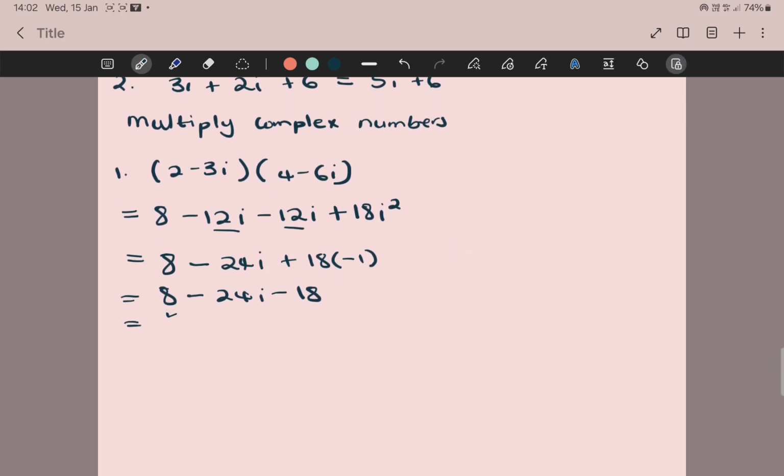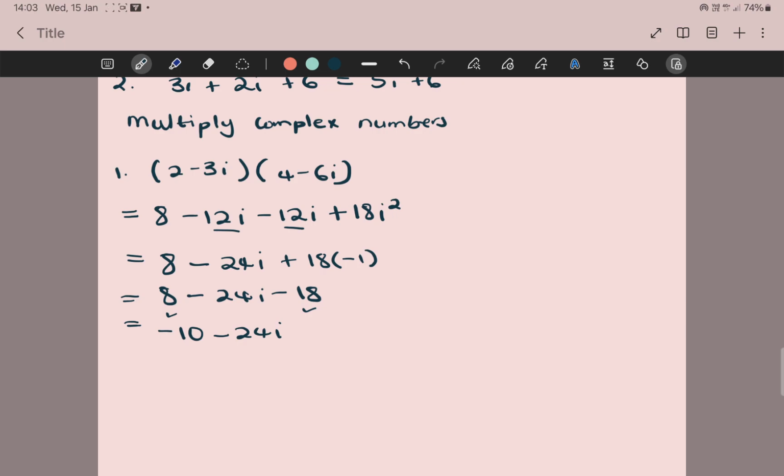Again, add like terms. 8 and negative 18 are my like terms. 8 minus 18 is minus 10. Then minus 24i does not have a like term. I will have minus 24i. So that's how easy you multiply complex numbers.